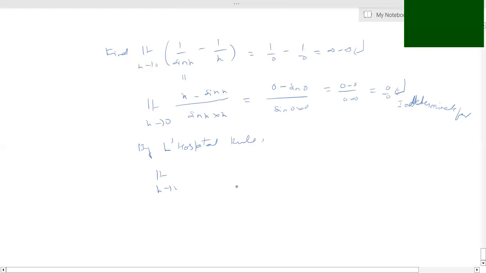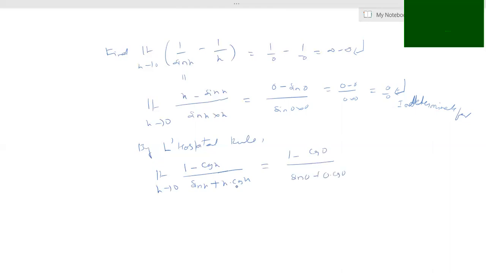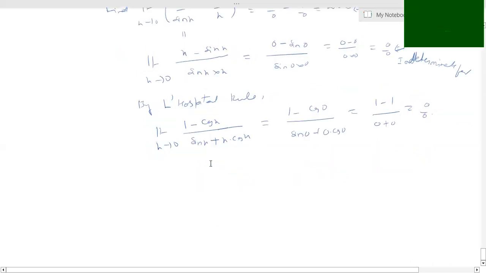Then the limit value equals limit x tends to 0, derivative of the numerator 1 minus cos x, by, using the UV rule, first function into derivative of second function, sin x into x derivative 1, plus second function into derivative of first function, x into cos x. Substitute x tends to 0, we get 1 minus cos 0 by sin 0 plus 0 into cos 0, that is 1 minus 1 by 0 plus 0, which is 0 by 0. Once again indeterminate form. So once again apply the L'Hospital rule.